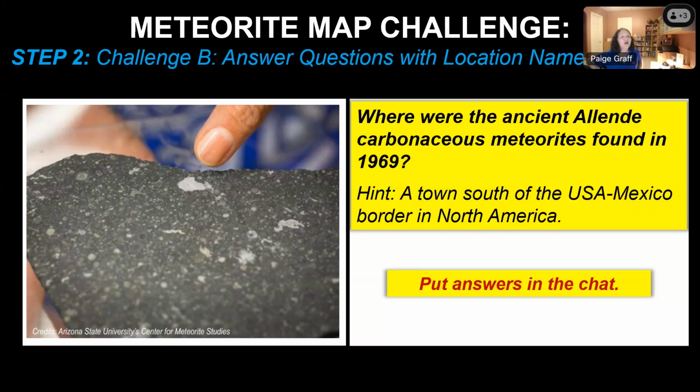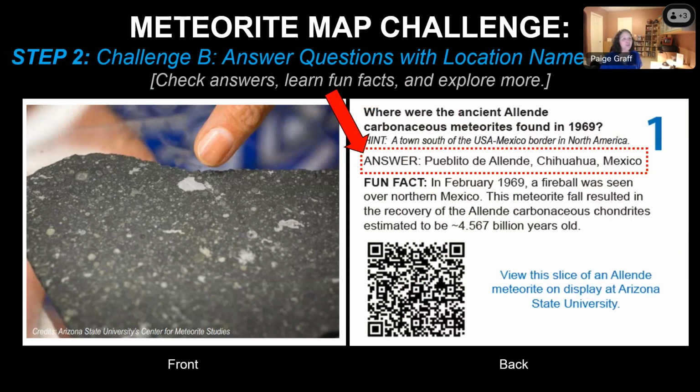One last one for you to put answers in the chat. Where were the ancient Allende carbonaceous meteorites found in 1969? And actually, as I look at time, I'll just give you the answer here. Pueblito de Allende in Chihuahua, Mexico. And again, you can see the number. There's that fun fact.